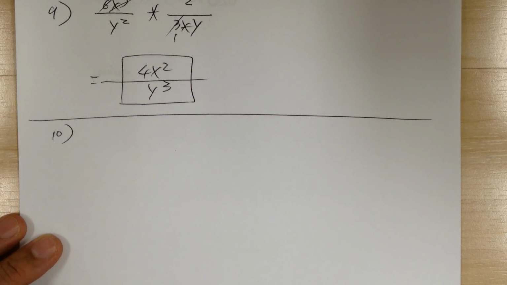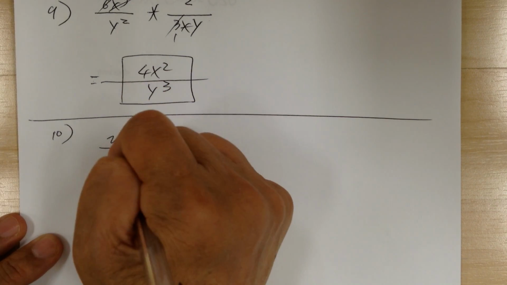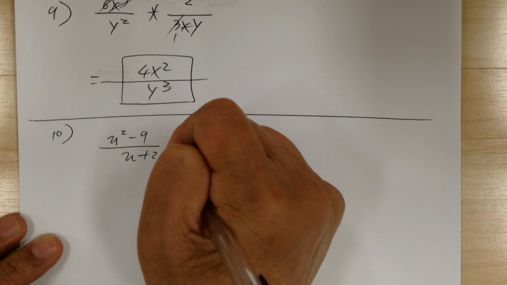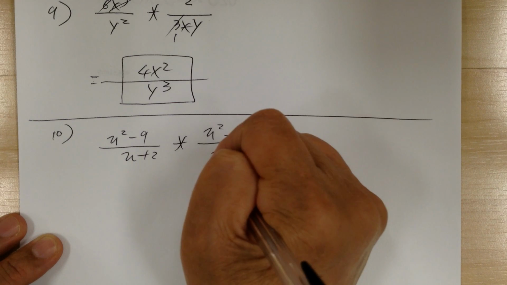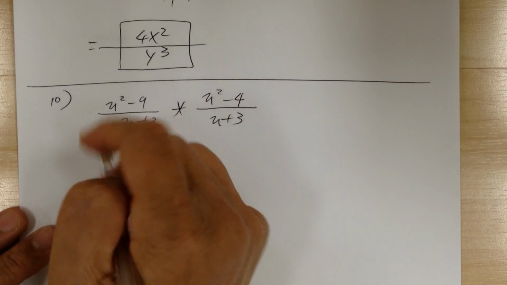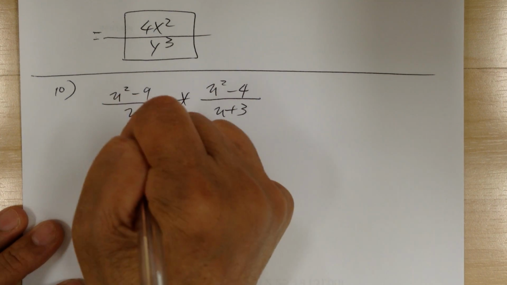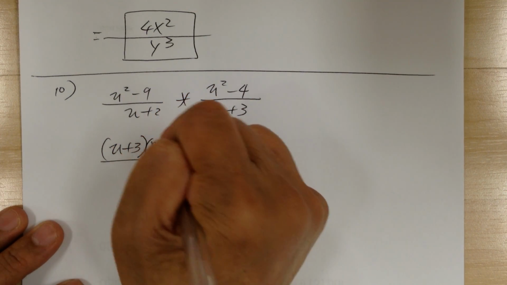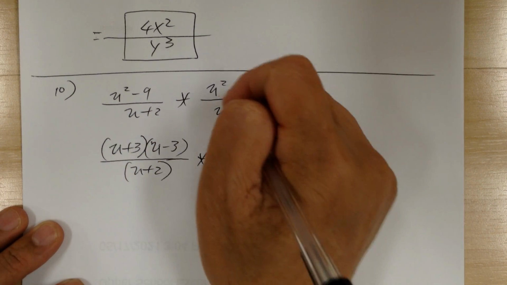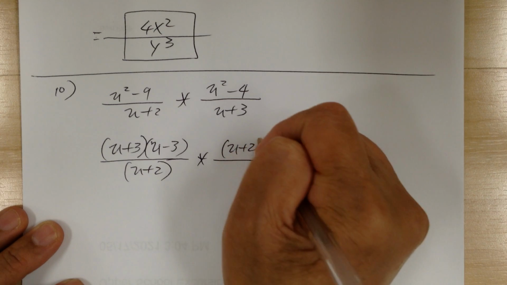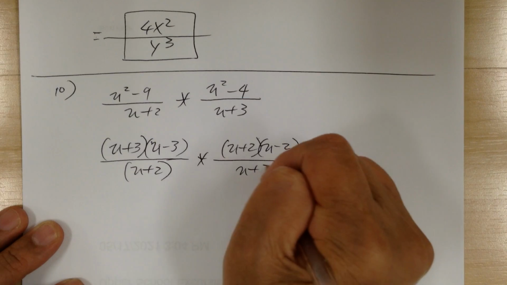Okay, number 10. I got u squared minus 9 over u plus 2. Division, so I'm going to change into multiplication and flip it upside down. Okay, next step is I need to go and factor everything. So this is a difference of squares, so factor into u plus 3, u minus 3. Okay, this one I can factor into u plus 2, u minus 2. Difference of squares factors into conjugates.